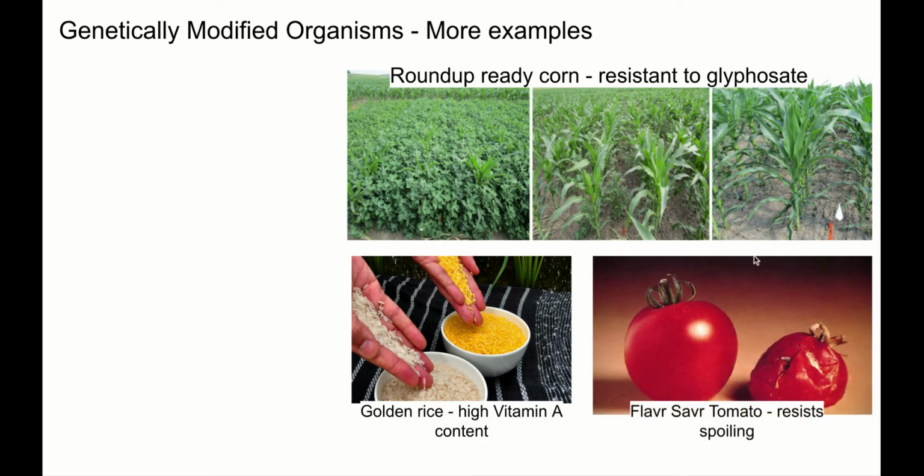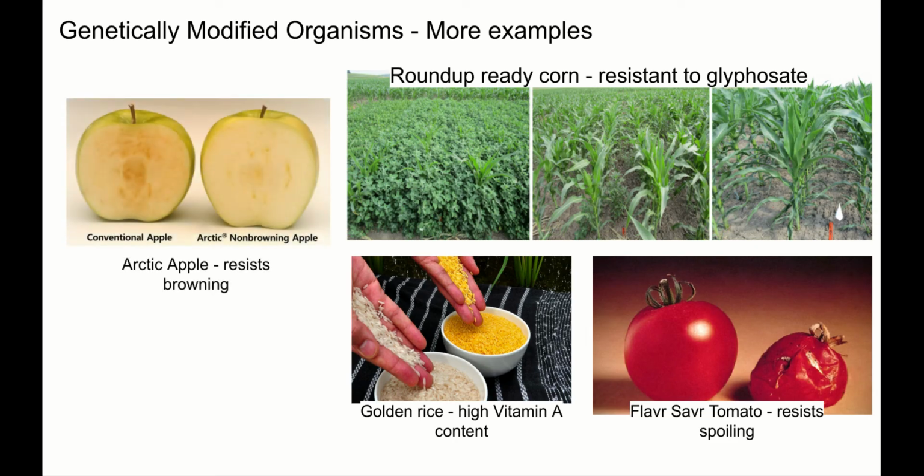This is a kind of silly example, but this is the flavor saver tomato. So this is a tomato that resists spoiling. This tomato on the right is a normal tomato that after a couple of weeks out at room temperature will be shriveled, will be gross, will be growing with bacteria. This flavor saver tomato can last for much longer at room temperature.